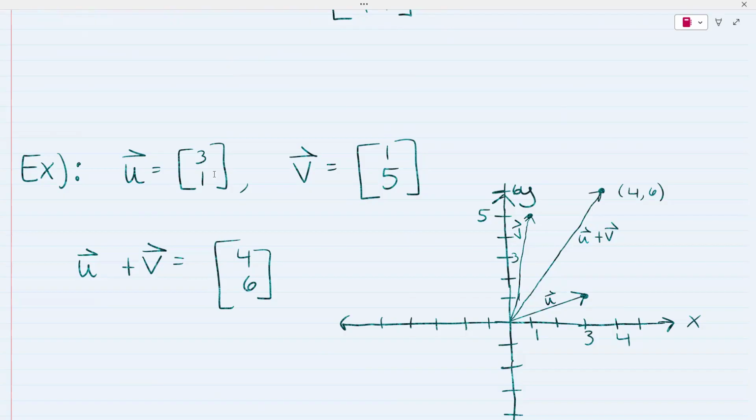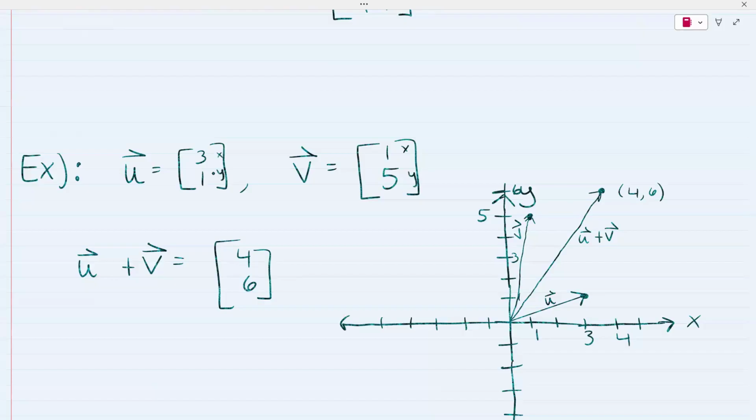And if you want to see graphically, how do you plot vector u? It's kind of like a coordinate. So 3 is like your x, 1 is like your y. So if you plot 3 comma 1, you put a dot here, and then from the origin, draw a straight line or an arrow to the point. Right? So this would be vector u. Vector v, this 1 is your x, this 5 is your y. So if you plot that point, 1 comma 5 would be right here. And then all you got to do is connect a line from the origin to the point 1 comma 5.